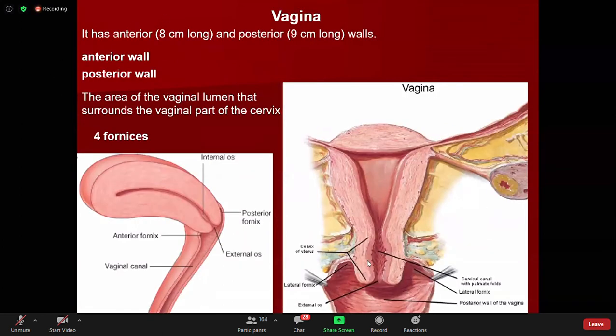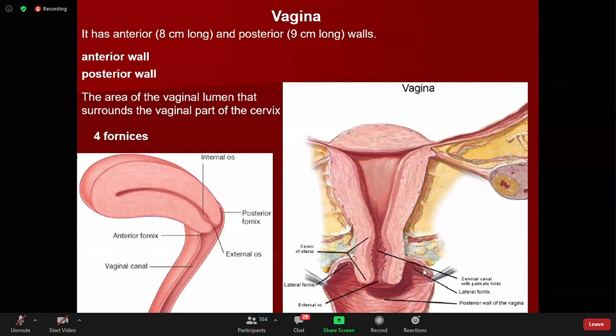Now, vagina is like a tube, okay? And then you have the cervix that will come and invaginate like this into the anterior wall of the vagina. But vagina is basically a tube that extends over 8 to 9 centimeters. Anterior wall is 8 centimeters. Posterior wall is 9 centimeters. Why is it longer? Because it is bent on the bladder, so it is stretched.